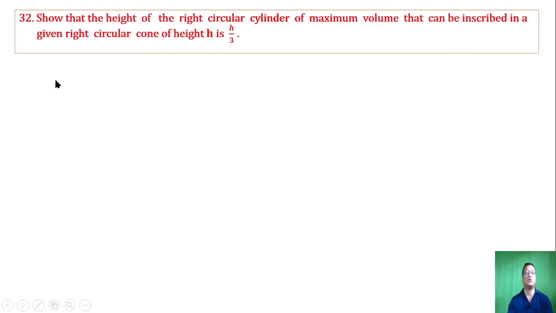Question number 32. Show that the height of the right circular cylinder of maximum volume that can be inscribed in a given right circular cone of height h is h by 3.